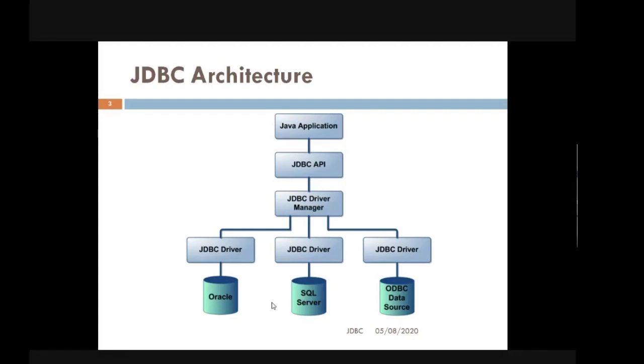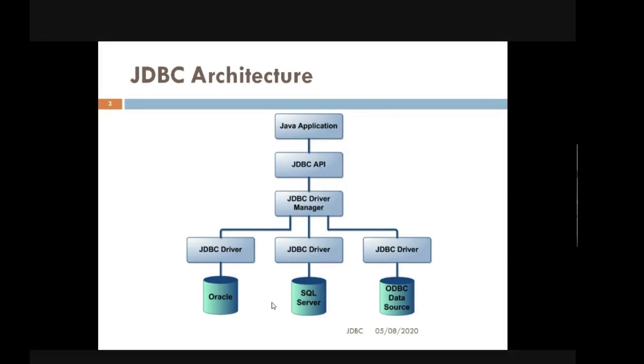So for all these things there are predefined classes and methods available. This is a JDBC-enabled application architecture. The topmost layer is the Java application, from which you will be communicating. The Java application in turn communicates with the JDBC API. The JDBC API is the intermediate agent which enables a Java application to communicate with any kind of relational database.